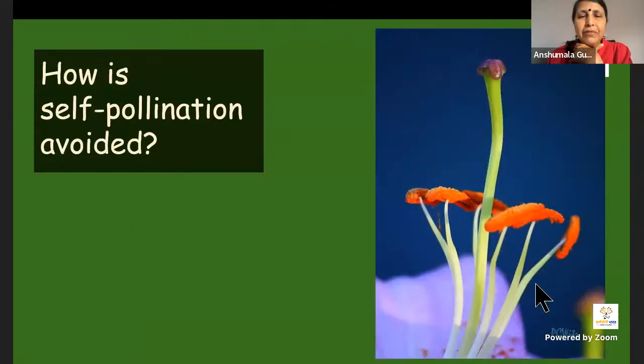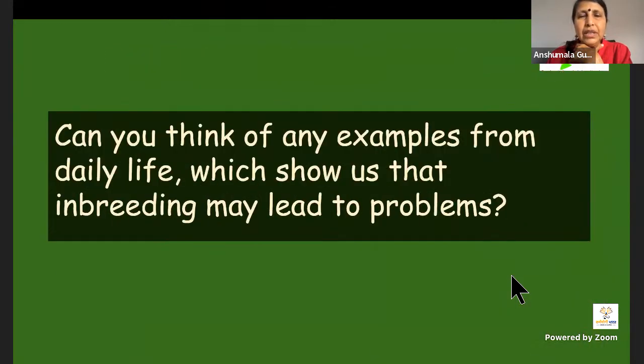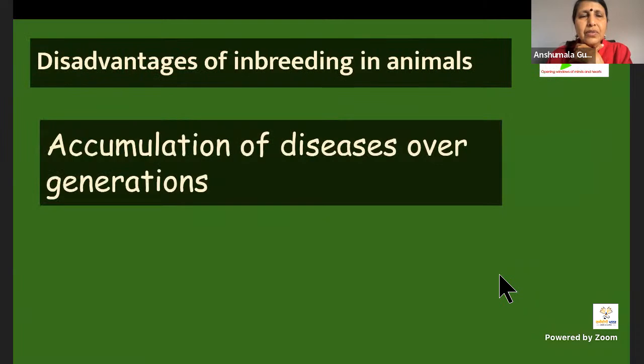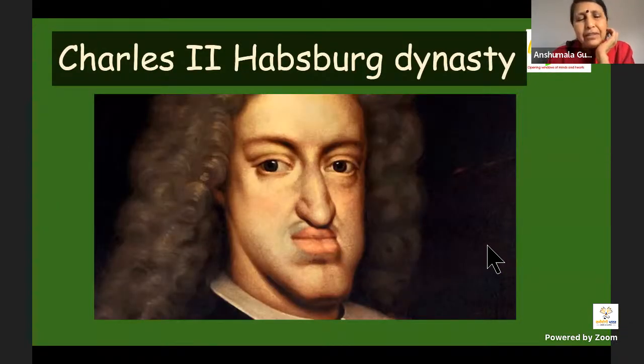So accumulation of diseases over generations is what happens when there is inbreeding. It's not only about cell pollination, it's about even the same parents. In flowers also there is male and female. So if the same parents produce a child, the same diseases, same traits, same properties, same qualities are carried on. And we have a very good example here.